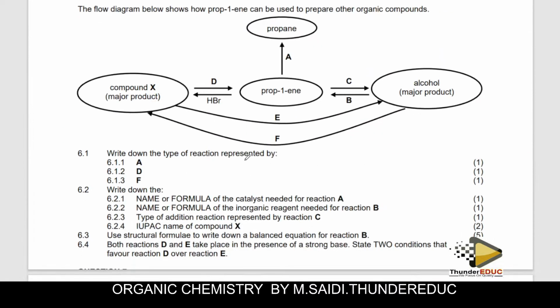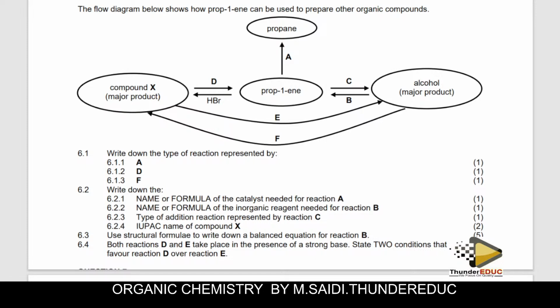Let's go to the last question. That is reactions. I hope you like this question the way I like it. Actually, the way I love it. Anyway, let's continue.